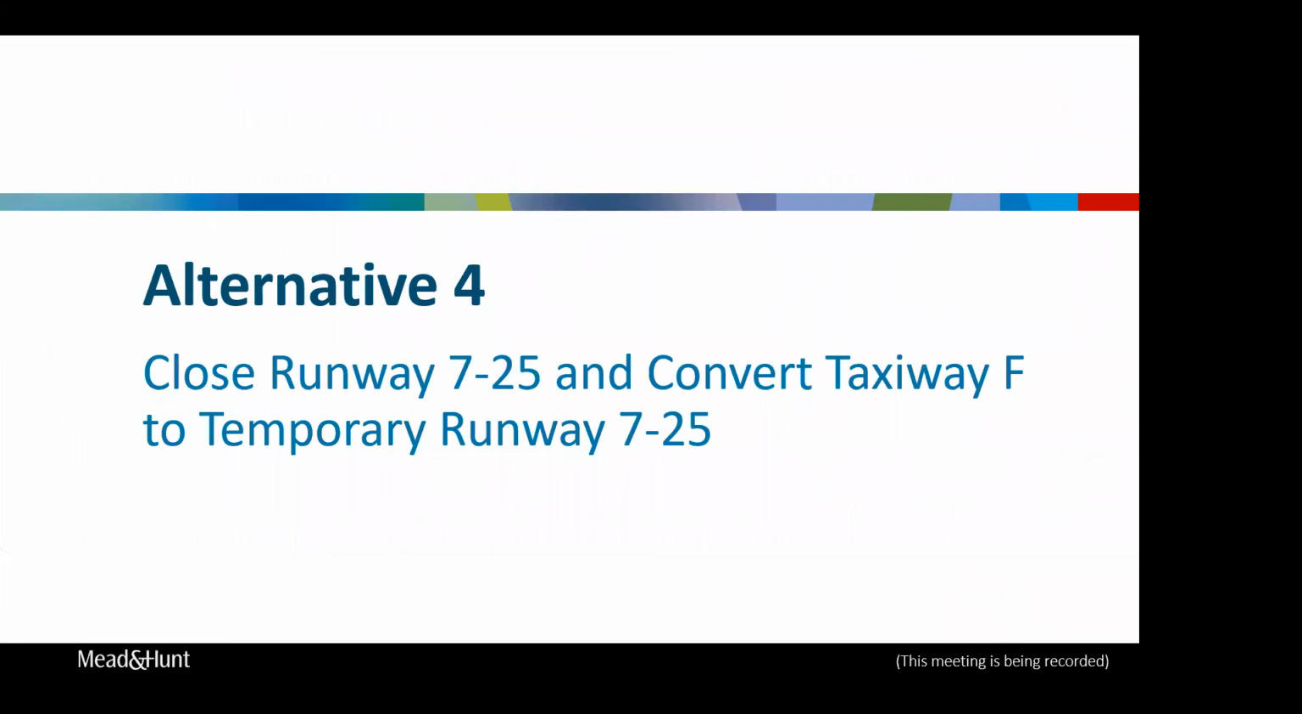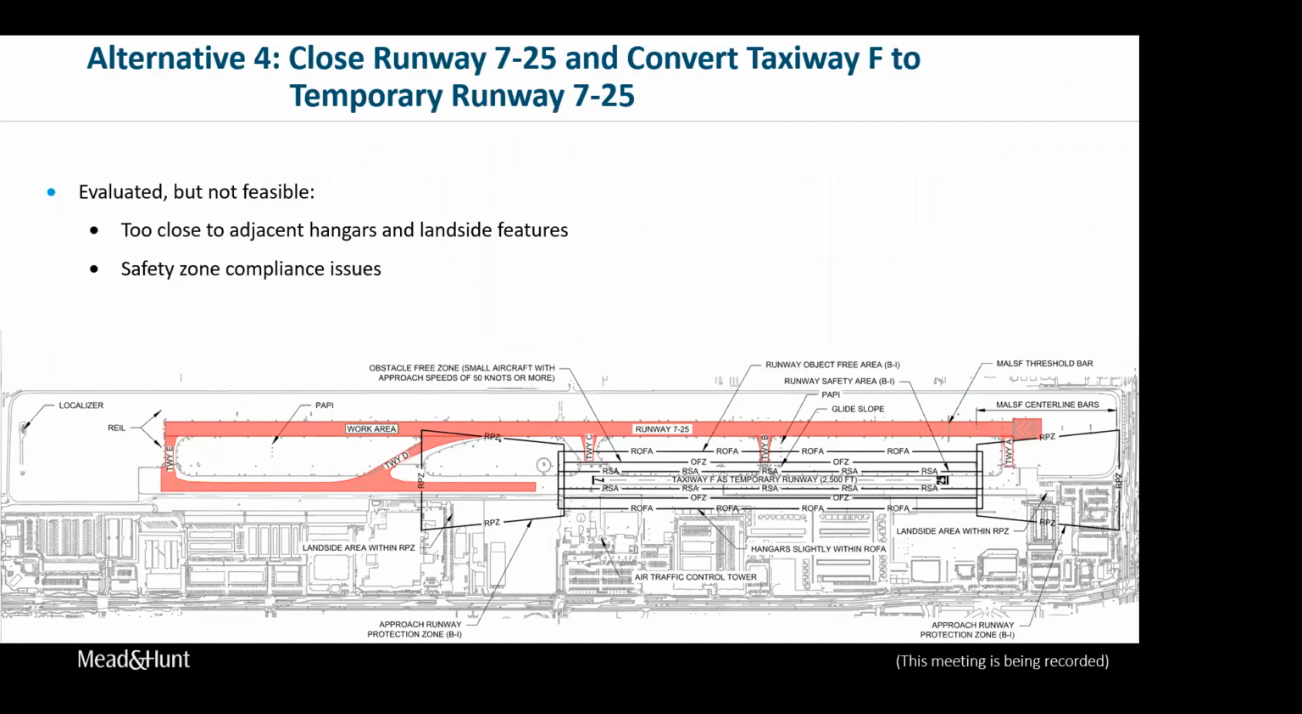So another thing we wanted to explore is the possibility of converting the parallel taxiway Foxtrot to a temporary runway. The next slide will show you what that might look like. We did spend some time evaluating this option, looking at different runway widths, for instance 60 feet, 75 feet. But even with a 60 foot width runway, which is shown here in this exhibit, there are some definite concerns with the proximity of that runway to the nearby hangars and the landside areas. Although it's conceptually possible, we didn't consider this option to be feasible, due to being adjacent to hangars and landside features, and also because there are safety zone compliance issues. So our conclusion is that it was not a feasible alternative.